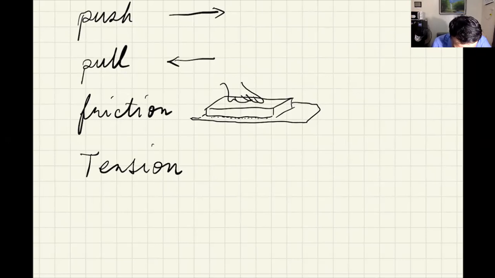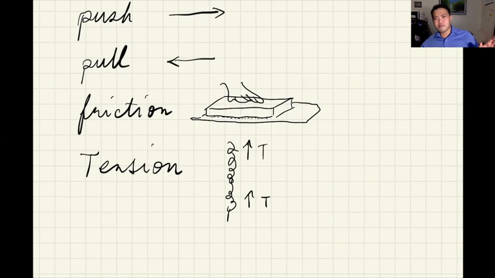Let's say you have a string, and these are connected. If you apply a tension or a force here, that is transmitted also to other parts of the connected part of that object. So there's tension also on the other side. Now we have push, pull, friction, and tension. What else?